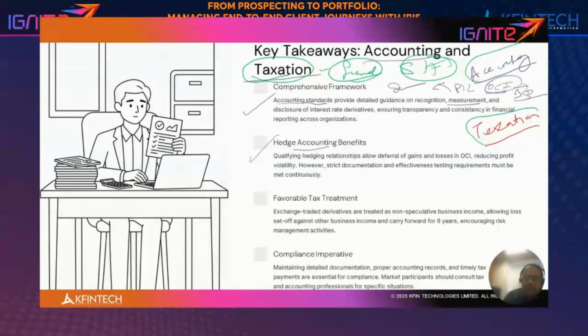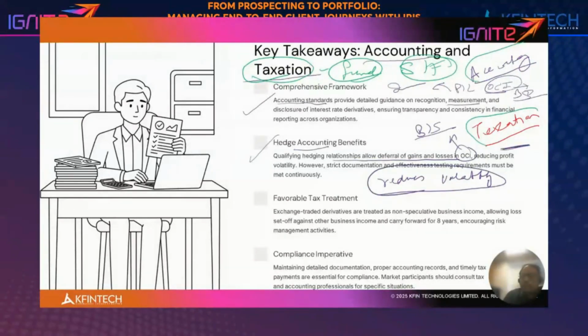Hedge accounting benefits. Qualifying hedge relationship allowed deferral of gain losses in OCI. OCI again is balance sheet, which reduces volatility. Why? Because it is not going through income statement, so your profit and loss is looking stable. However, accumulated earnings and losses are going into the OCI.